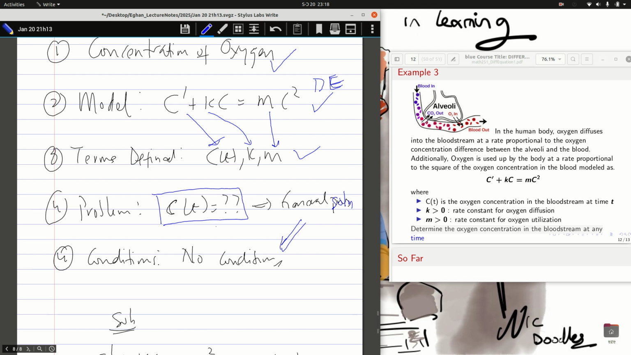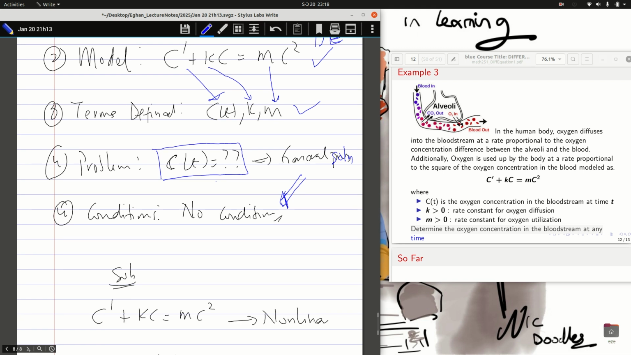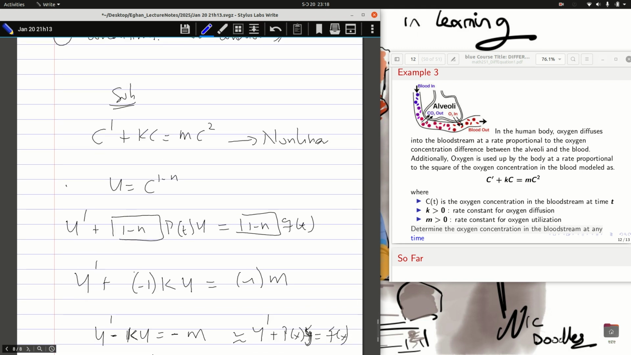Why? Because there are no conditions given. There's nothing like the initial concentration of the oxygen is this. So it means you have the general solution at any given time t. So how do you solve this? I write my model down. It is a first order differential equation.